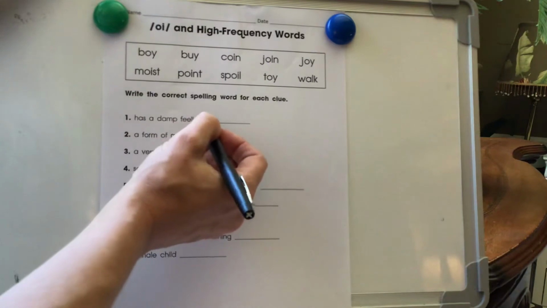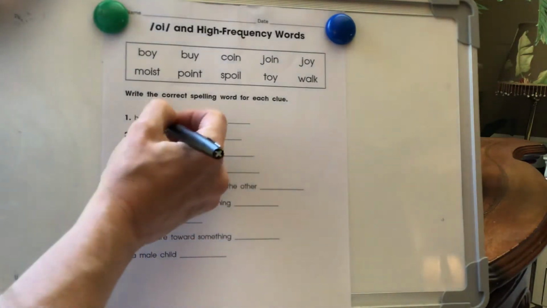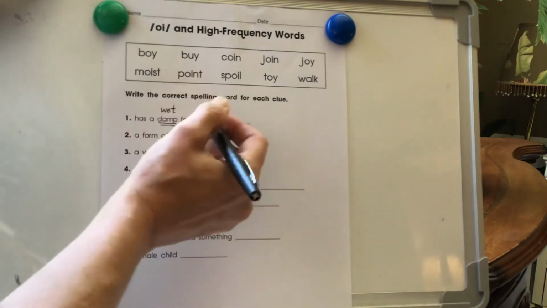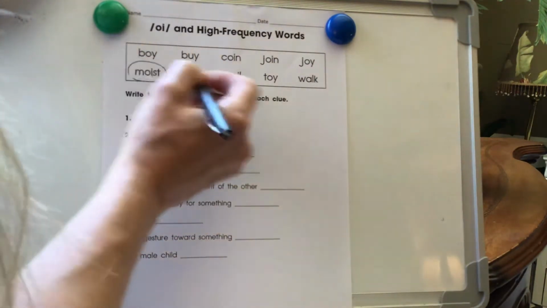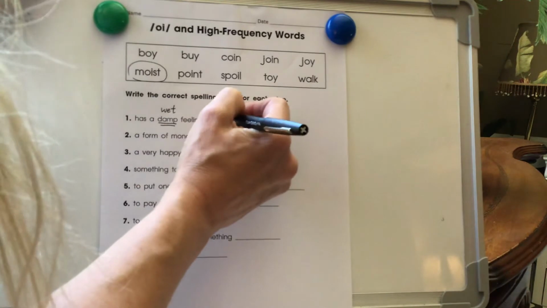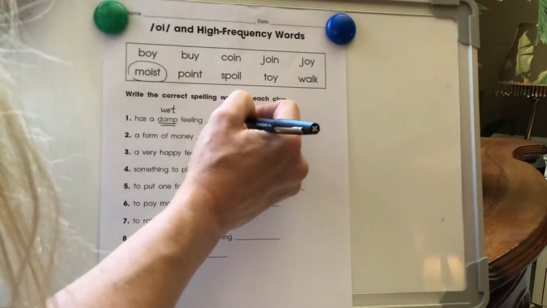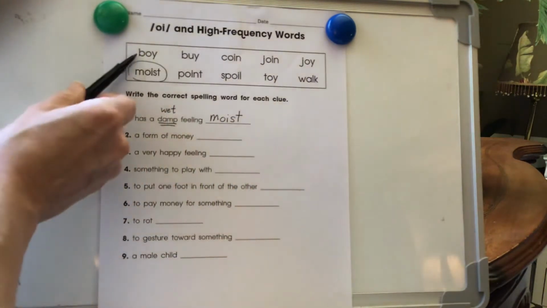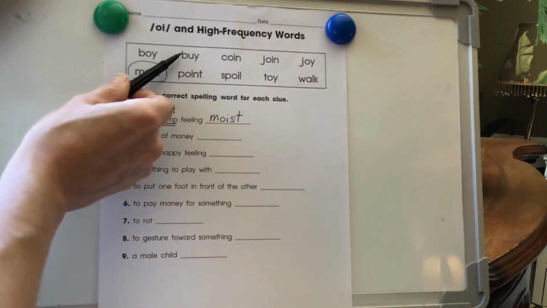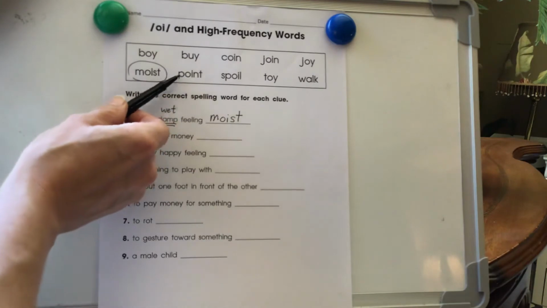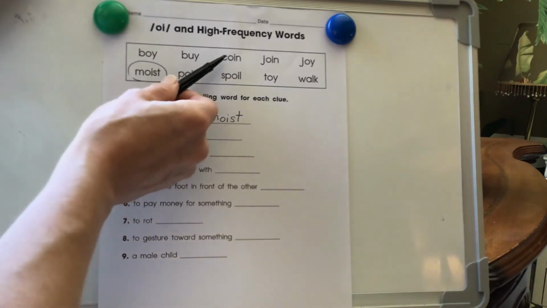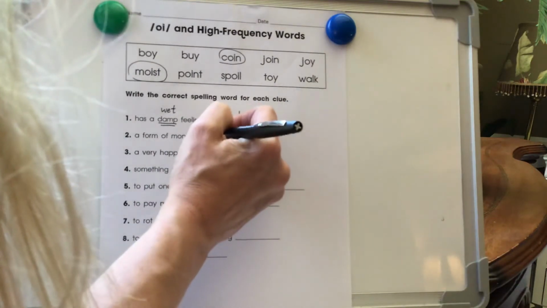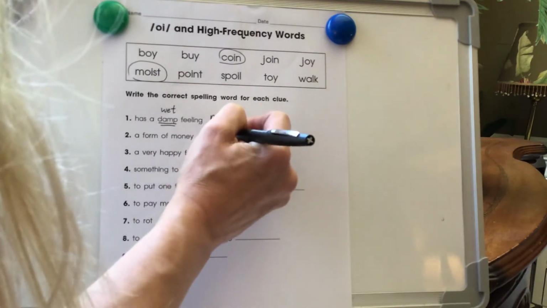Has a damp feeling. If something is damp, it means it's wet, or another word for wet can be moist. M-O-I-S-T. Okay, a form of money. Is boy a form of money? No. Is buy a form of money? No, it's what you do with money. Is point money? Nope. Coin. Here we go. Coin is a form of money. We've got coins and dollar bills.